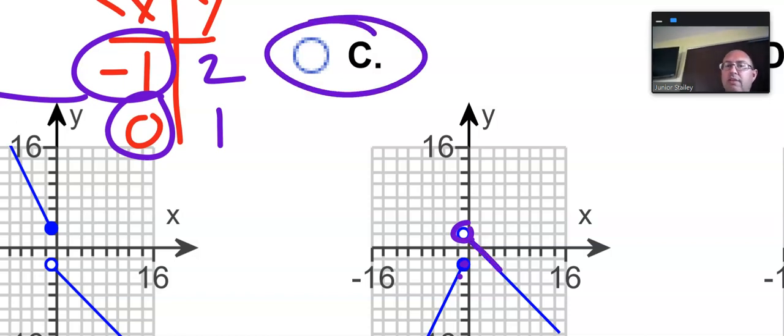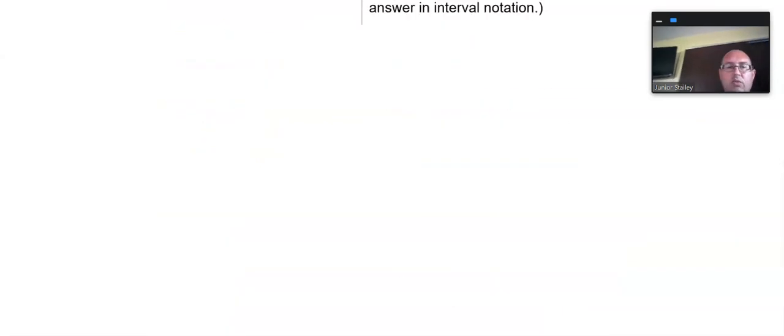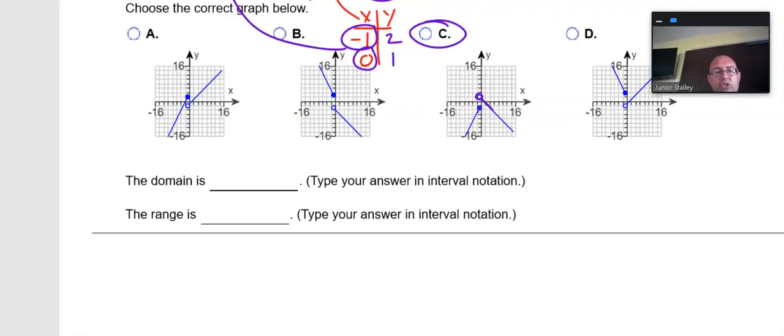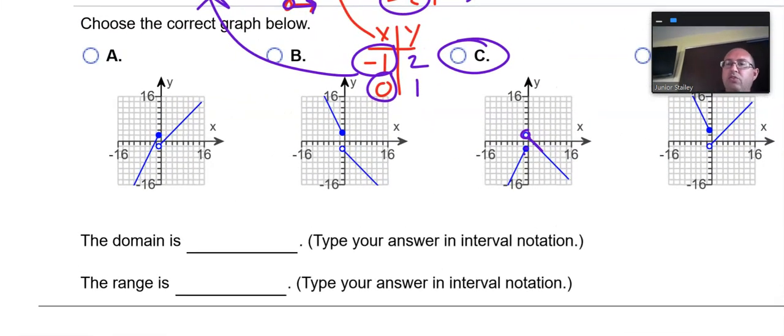All right, choice C it is. That is your answer to that question. Whoa, what happened? There's a question 6. Gee whiz. All right, so domain.